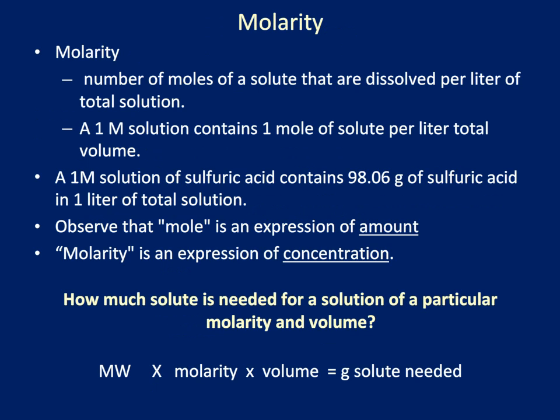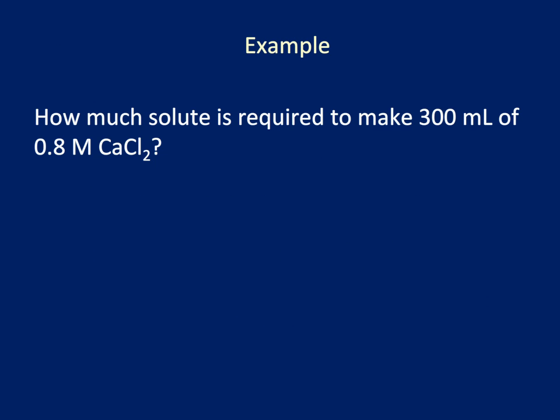Molarity is the concentration expression that most of you are used to using. Molarity is the number of moles of solute that are dissolved per liter of total solution. For example, a 1 molar solution of sulfuric acid contains 98.06 grams of sulfuric acid in 1 liter of total solution. To calculate how much solute is needed for a solution of a particular molarity and volume, you multiply the molecular weight times the molarity times the volume in order to gain the grams of solute needed to make that solution. Try this sample calculation.